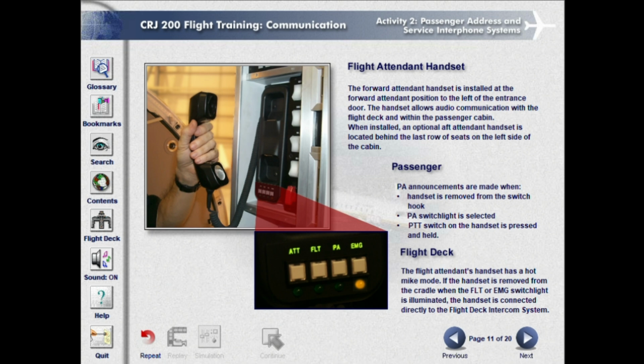Passenger PA announcements are made when the handset is removed from the switch hook, the PA switch light is selected, and the PTT switch on the handset is pressed and held. Flight deck. The flight attendant's handset has a hot mic mode. If the handset is removed from the cradle when the flight or emergency switch light is illuminated, the handset is connected directly to the flight deck intercom system.